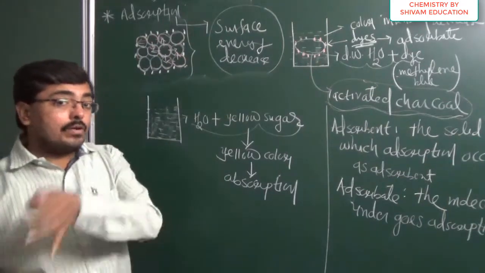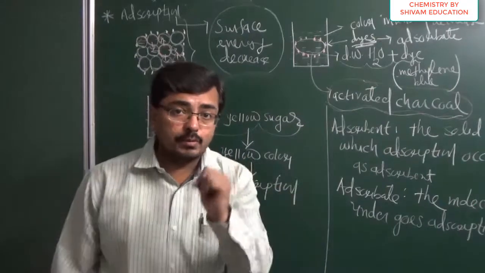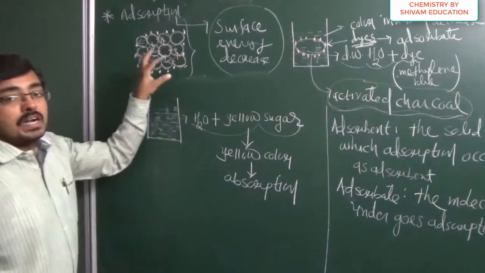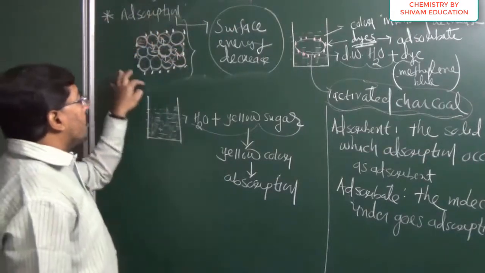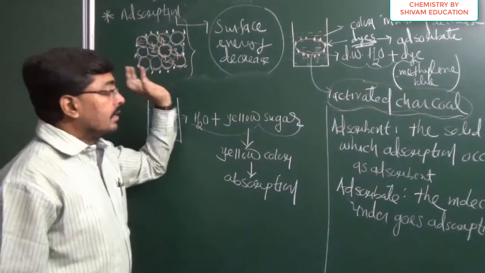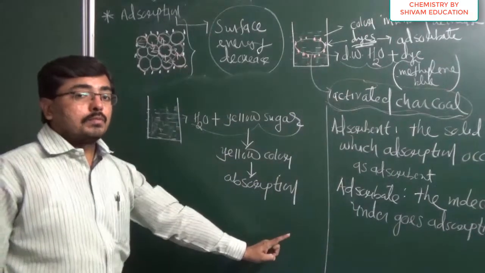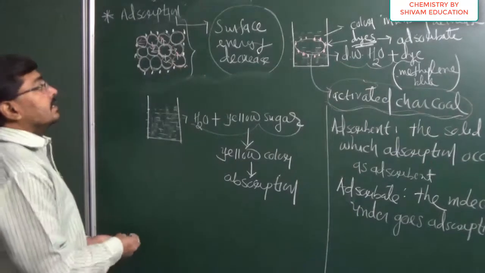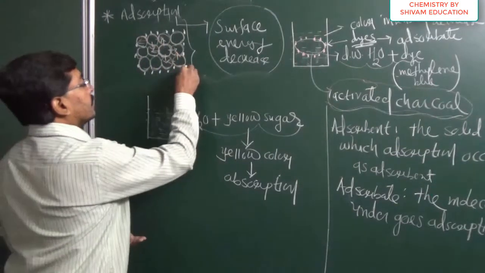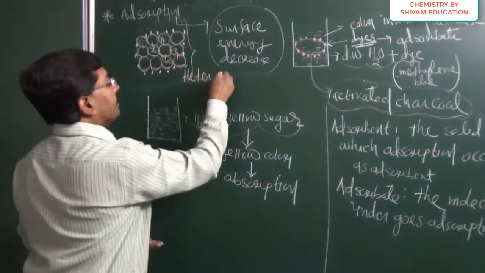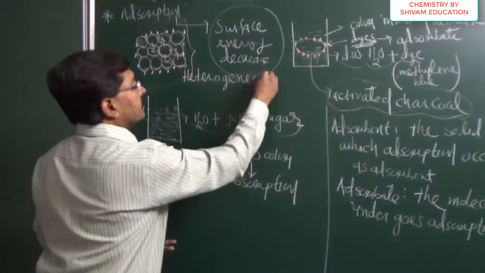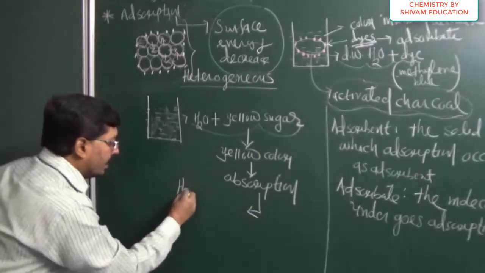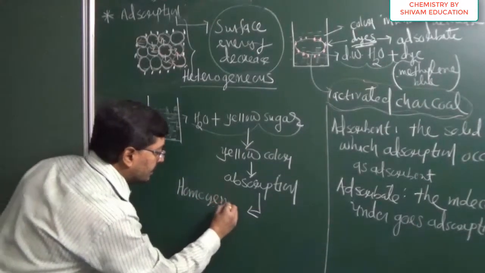So what is the difference between adsorption and absorption? In adsorption, the concentration of the molecule which is adsorbed will be more only on the surface. Here, in absorption, the concentration of the molecule will be uniform. So we can say that the adsorption phenomenon is one type of heterogeneous system, while the absorption phenomenon is one type of homogeneous system.